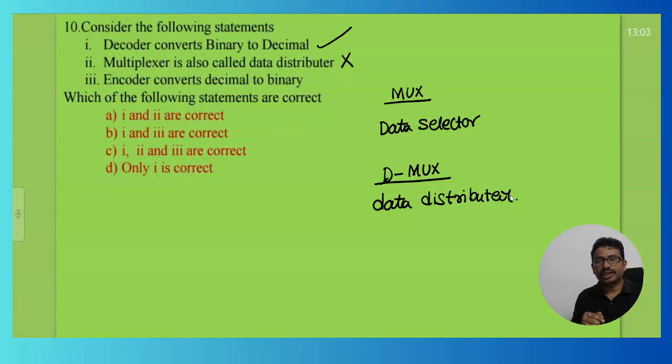And encoder converts decimal to binary. Yes, this is also correct only now. So 1 and 3 are correct. So the option is what, tell me now? D.